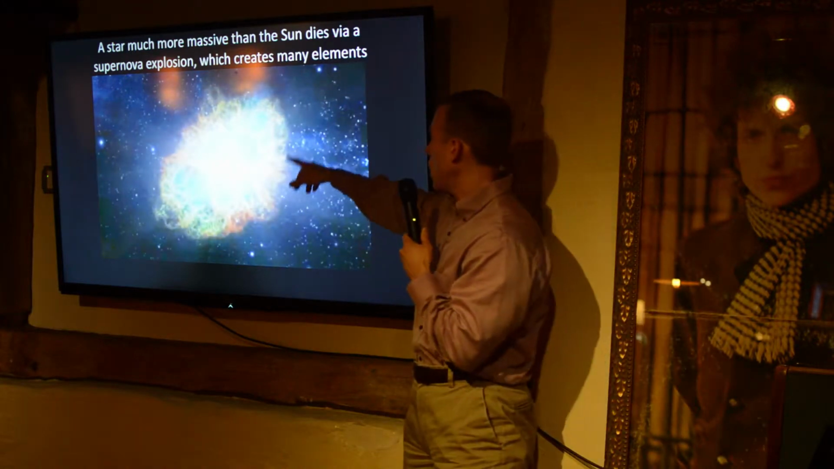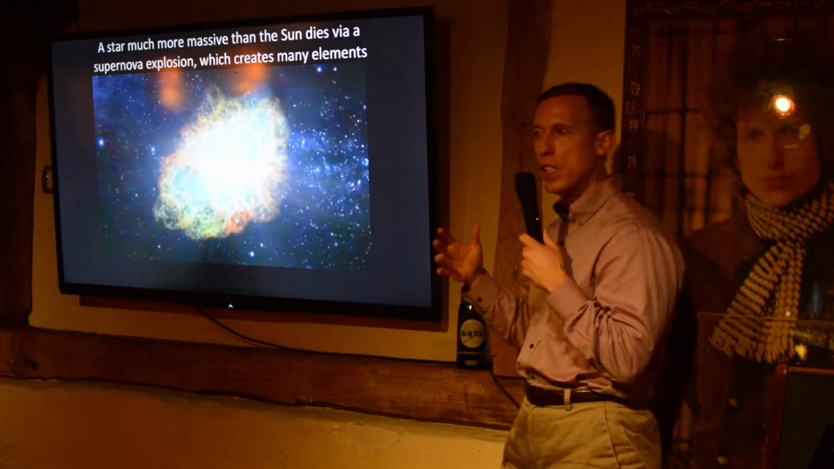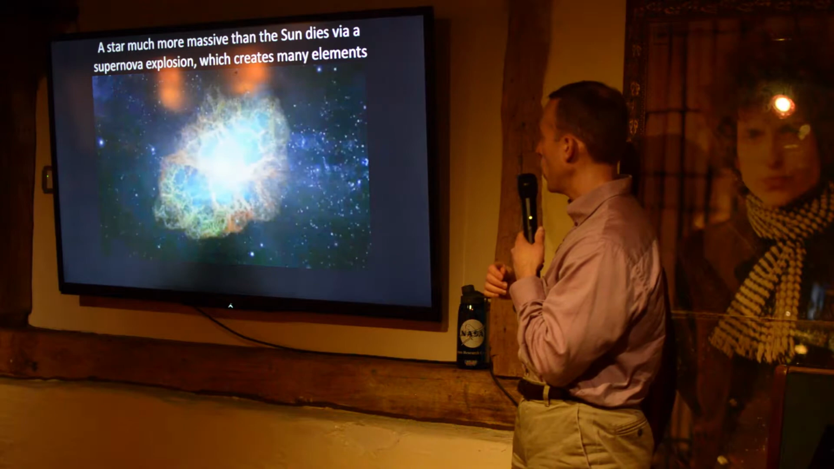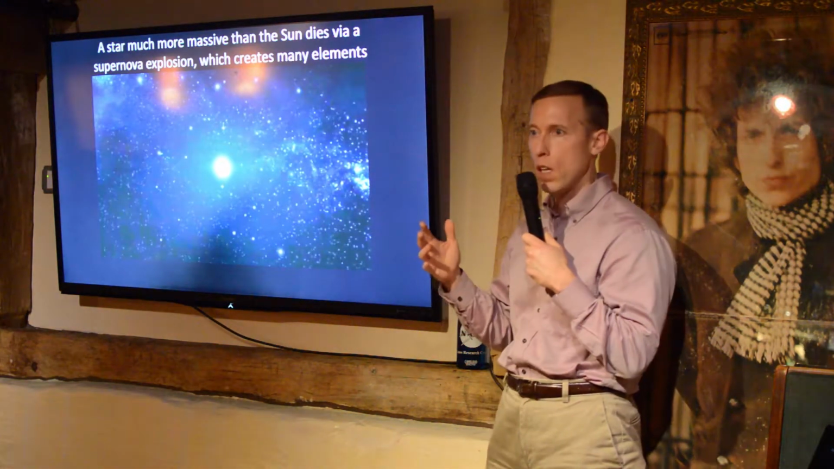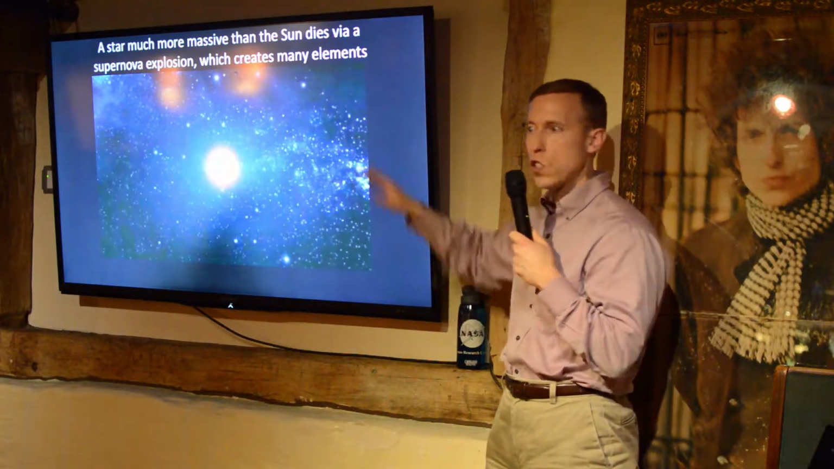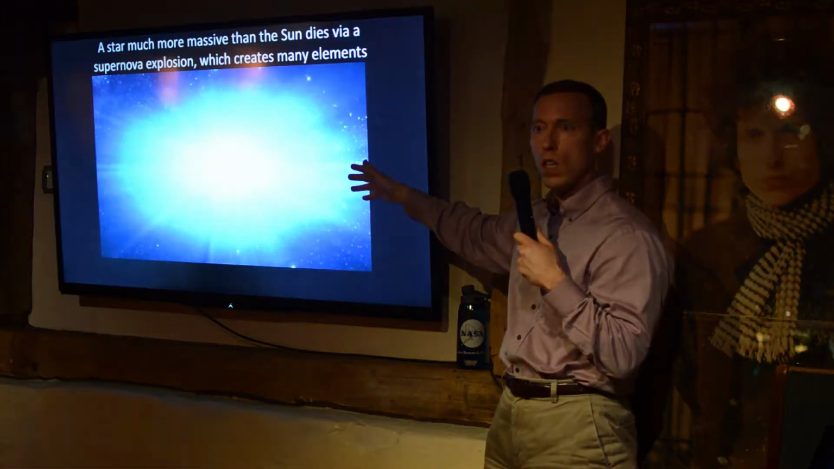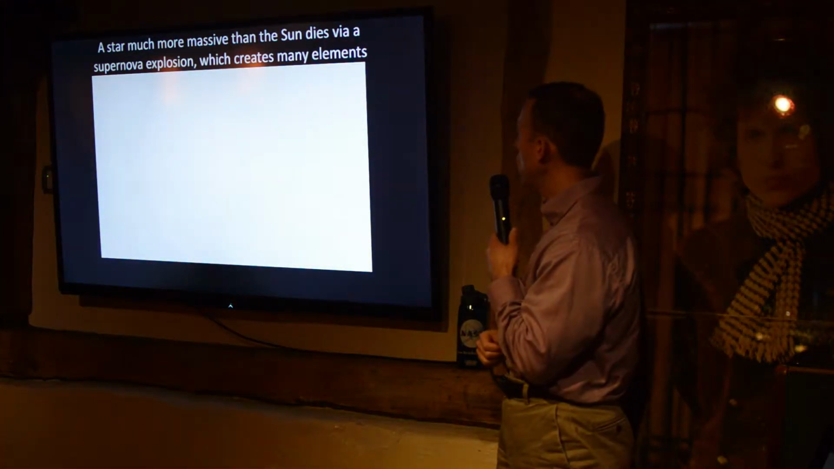And so this is known as a supernova remnant, this nebula that's left behind from a supernova explosion. So for instance, some of you may have heard of the Crab Nebula. The Crab Nebula is a supernova remnant. It's the remains of a supernova explosion.